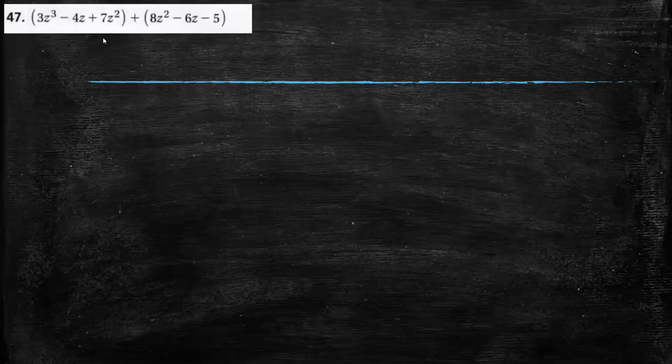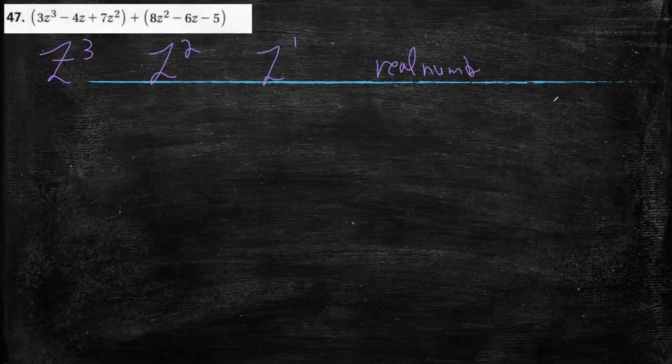Now, let's do number 47. They are adding polynomials. The first step: z cubic, z squared, z, and a real number. Then 3z to the power 4, and we have negative 4z, write it here, and 7z squared, write it here.